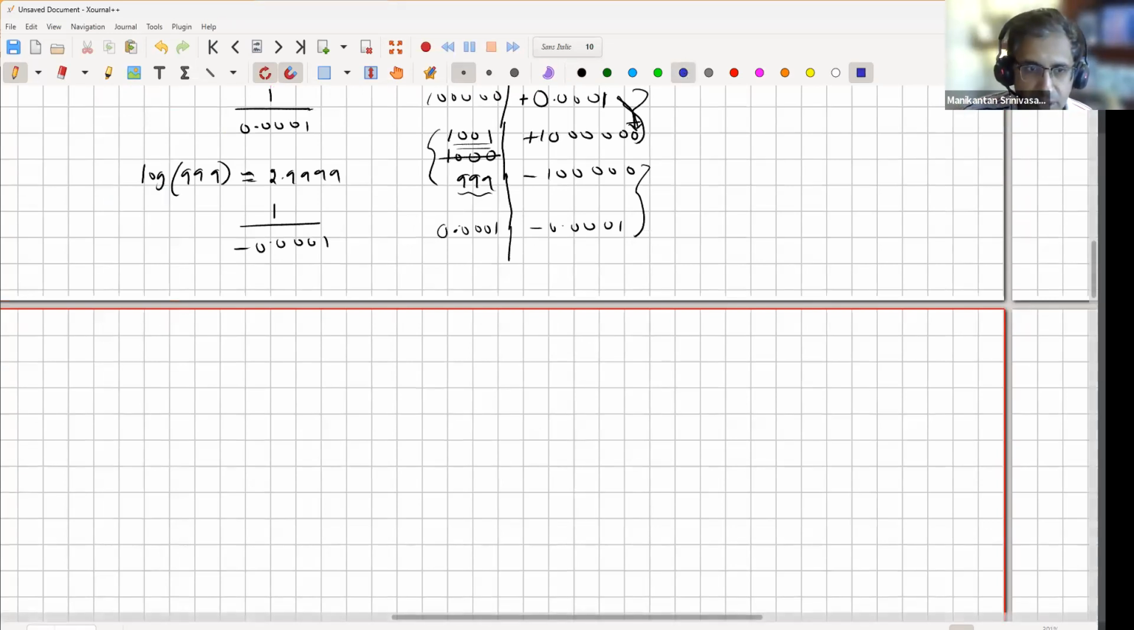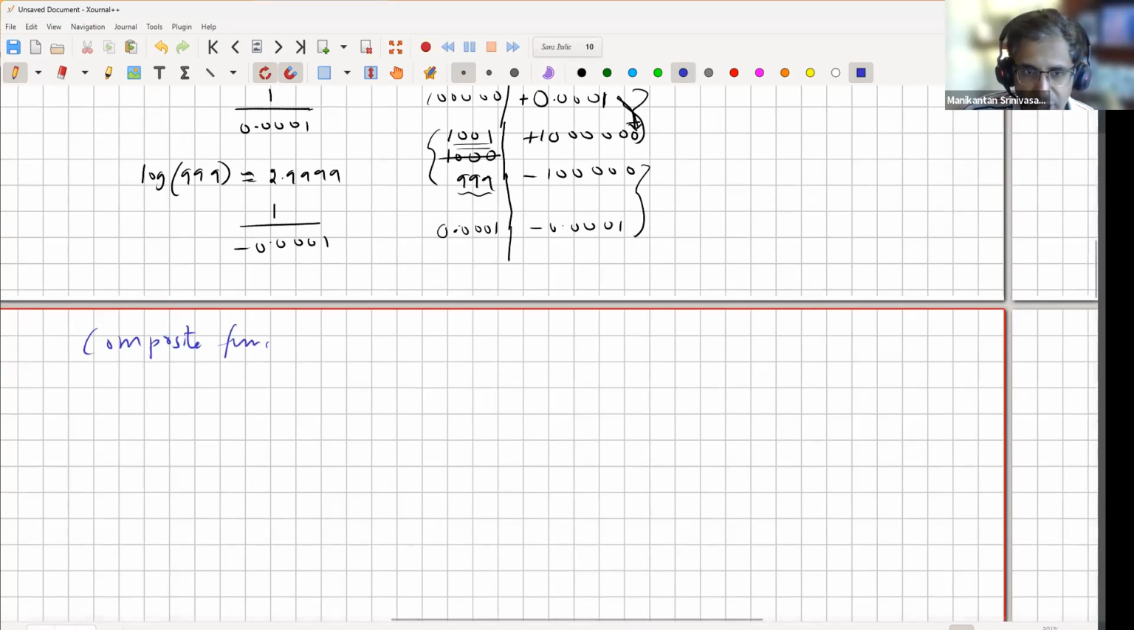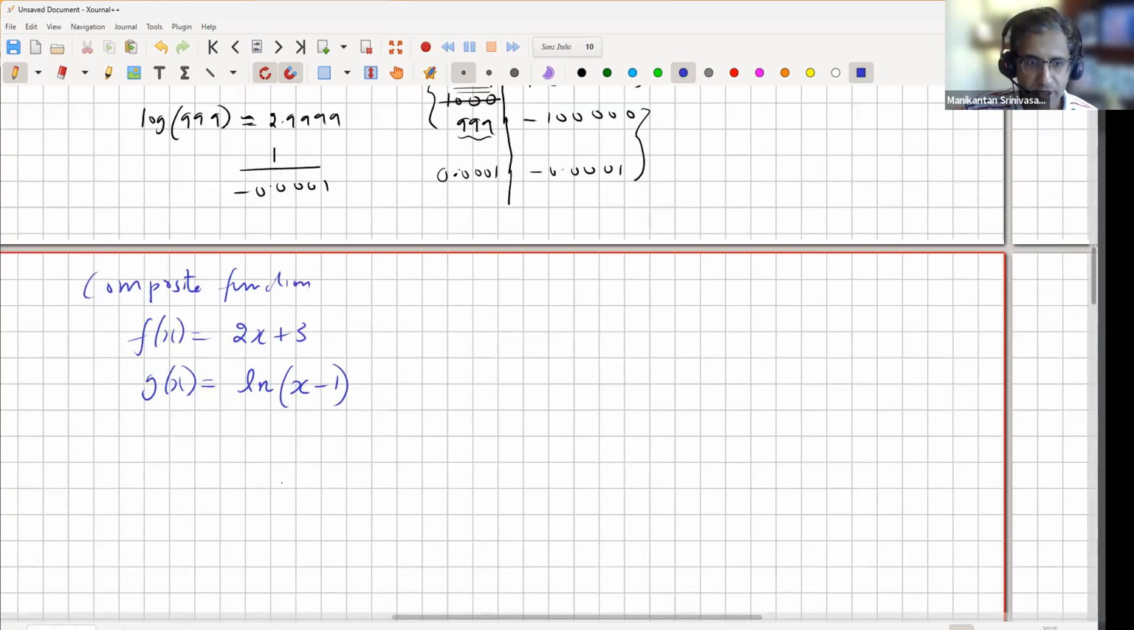So composite functions are a function of a function. So you can talk about, let's say, f of x equal to 2x plus 3. And let's say g of x is ln of x minus 1. Now there are two composite functions. One is FOG of x, which means f of g of x. Since it's too much to write, people just write it as fog of x.